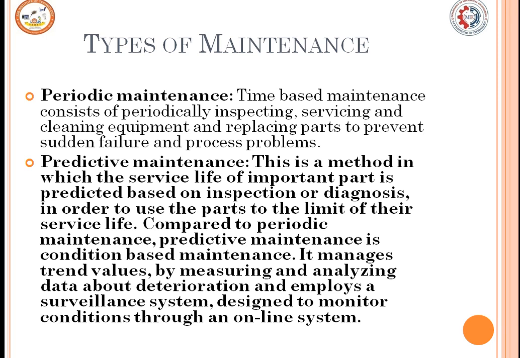If it is predictive maintenance, here the service life of the important part is predicted based on the inspection or diagnosis. In order to use the parts to the limit of their service life, here we are supposed to change the parts. Compared to the periodic maintenance, predictive maintenance is condition-based maintenance. It manages trend values by measuring and analyzing data about deterioration and employs surveillance systems designed to monitor conditions through an online system.